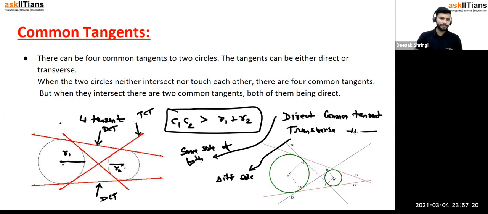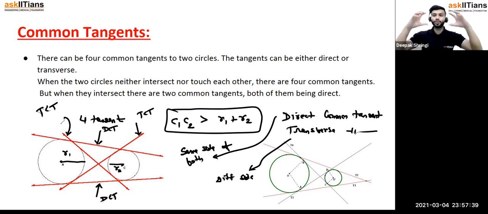This one is also TCT, and this one over here is also TCT. So for this case, we have four tangents. Two are TCT, two are DCT. DCT is direct common tangent. TCT is transverse common tangent. In this case, we have four tangents, and the four tangent case arrives when two circles are apart from each other, or you can understand that C1C2 is more than R1 plus R2. That's it. Got that part?